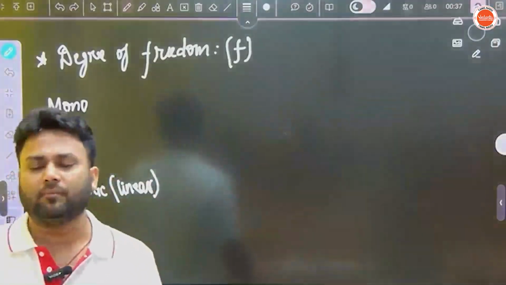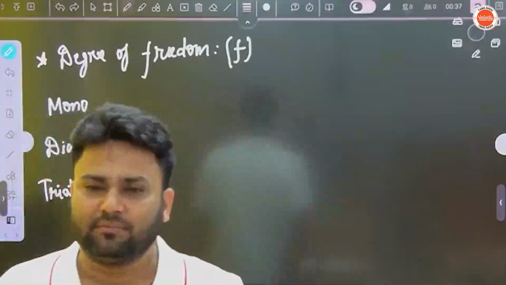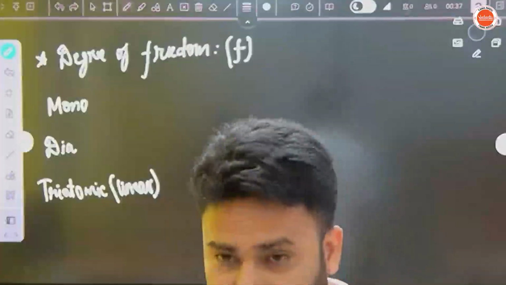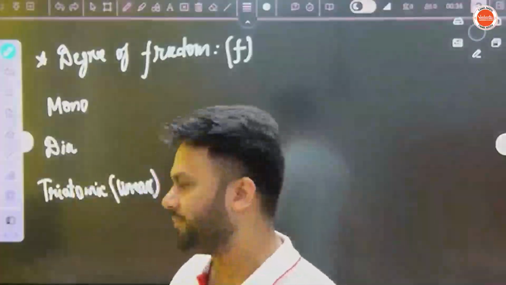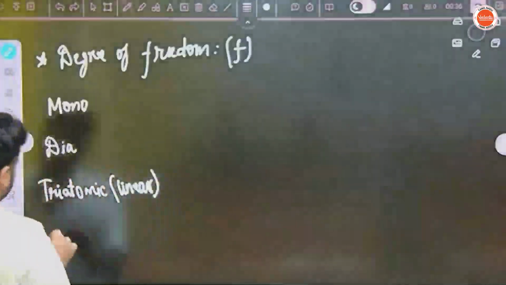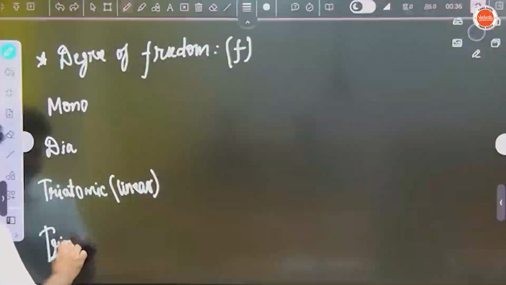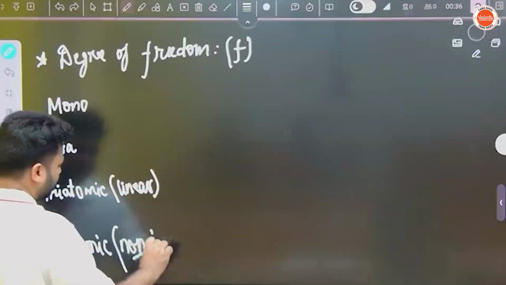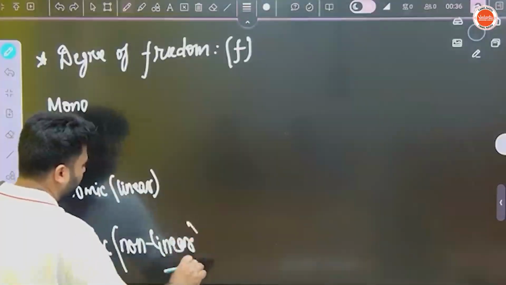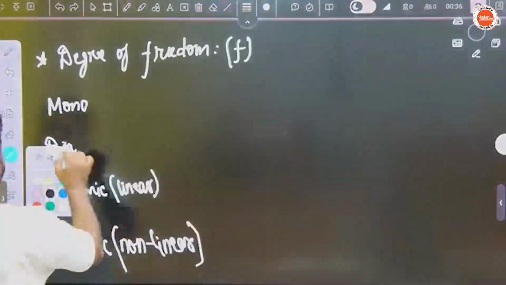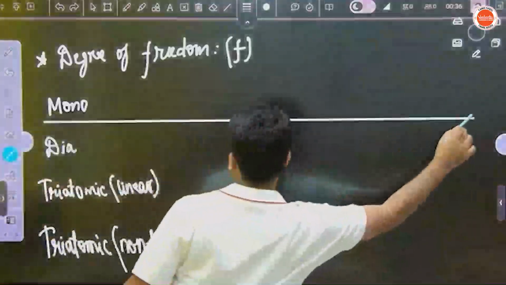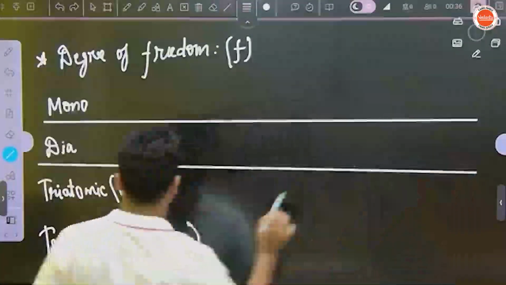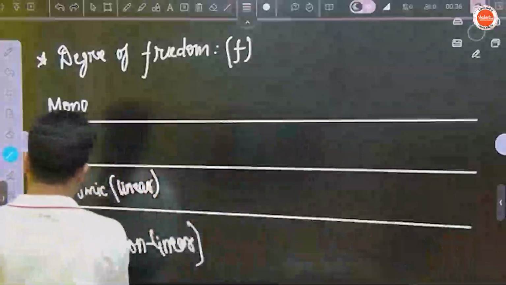Tell me any molecule whose shape is linear. CO2. Okay, correct. And then we have the last case, triatomic, non-linear. Any molecule whose shape is non-linear? H2O, non-linear. So we have these different categories. They ask what is the degree of freedom.